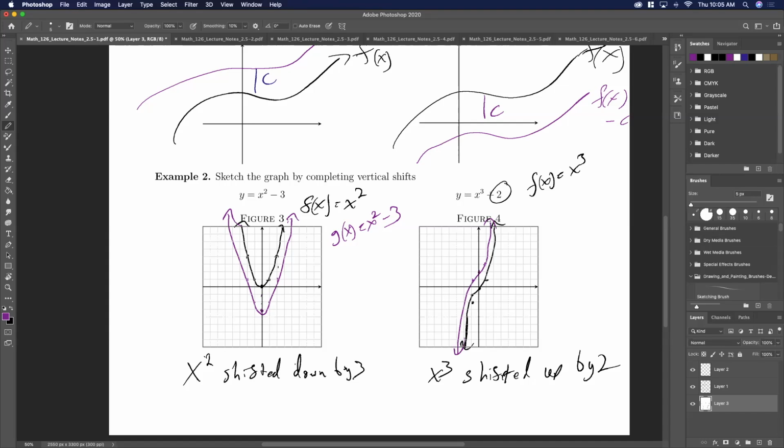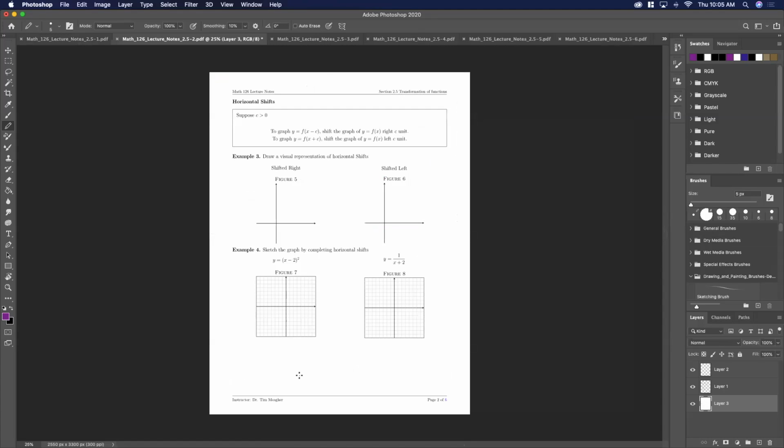All right, so this is vertical shifting, not horribly interesting. Any questions on that?